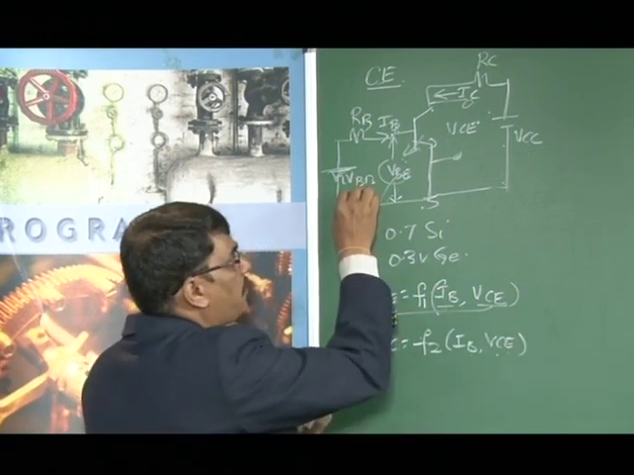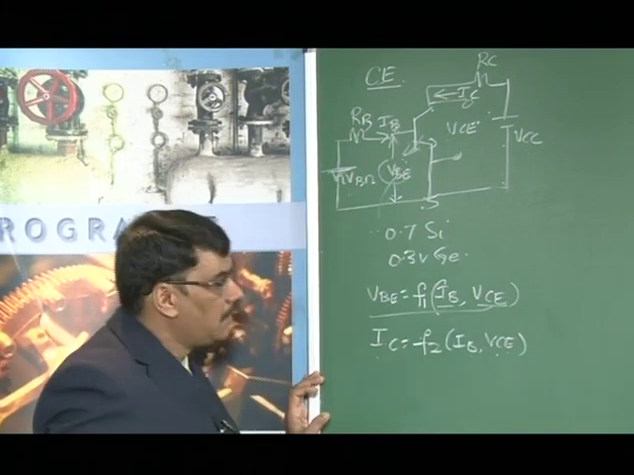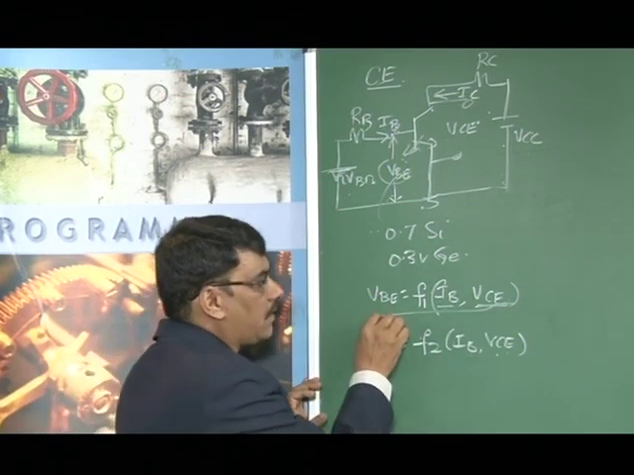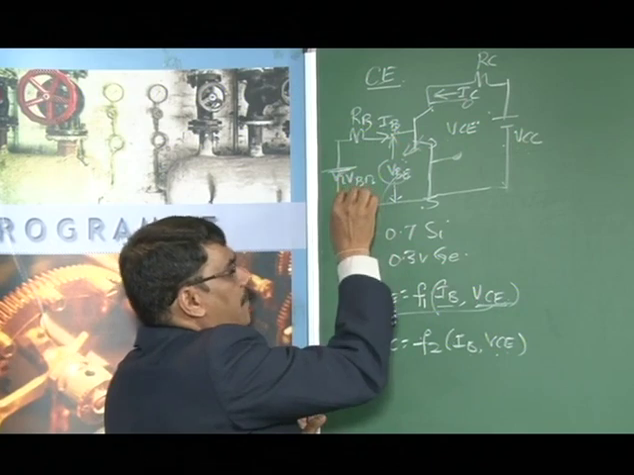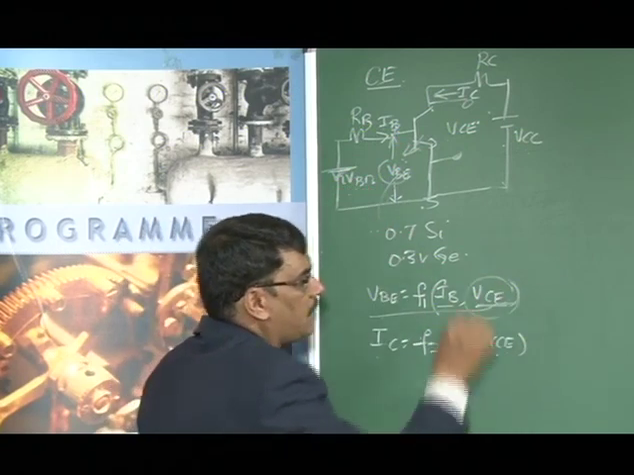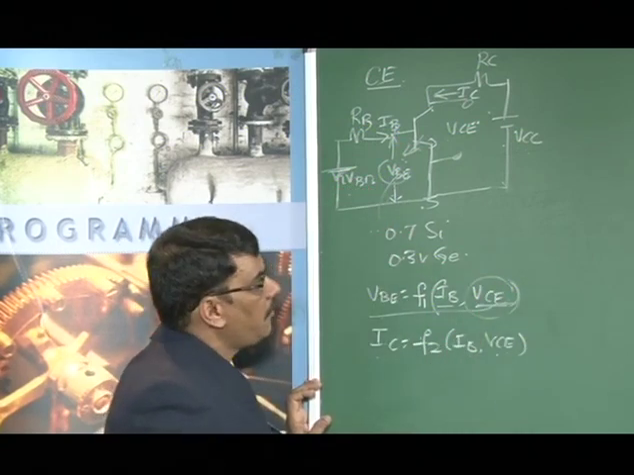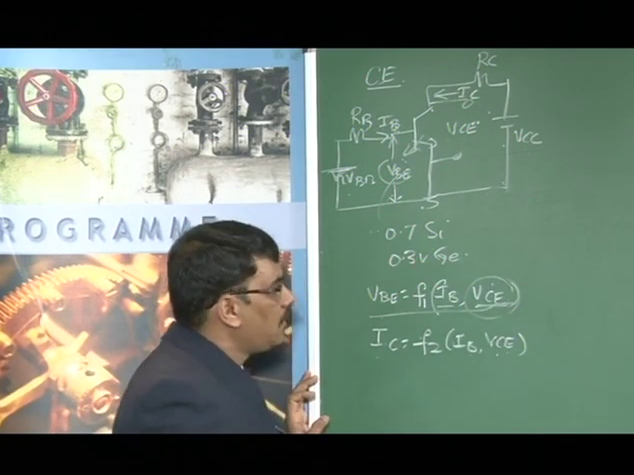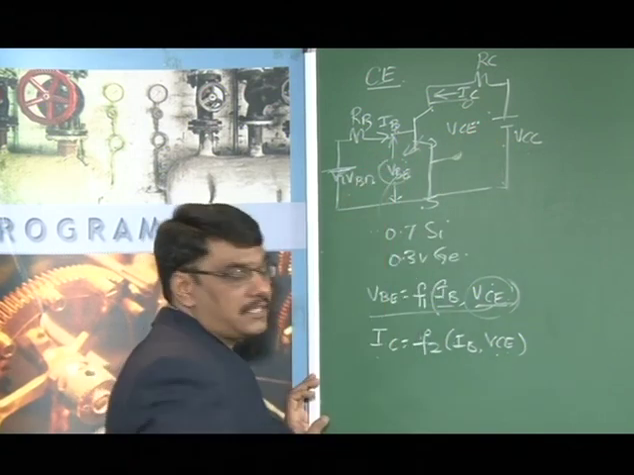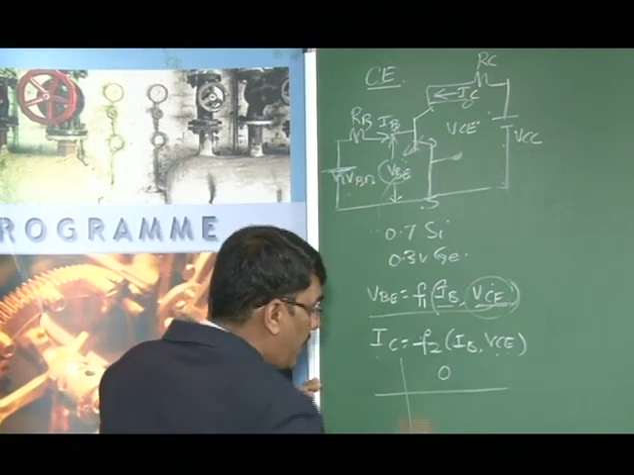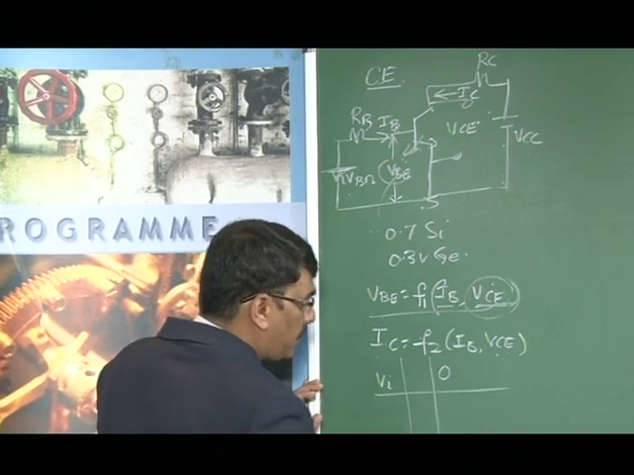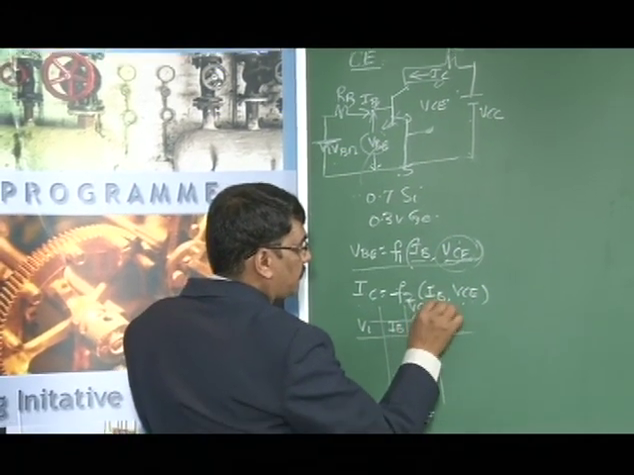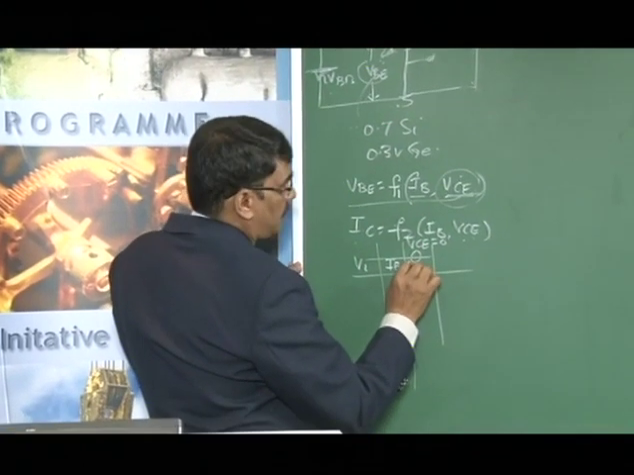Now, if you vary the input voltage, the base current varies. The input voltage not only depends on the applied voltage VBB, it also depends on the collector emitter voltage. Means when you draw the input characteristics, you have to keep VCE constant. Means you have to set VCE constant at 0 volts and then vary the input voltage, and note down the corresponding base current and VBE.